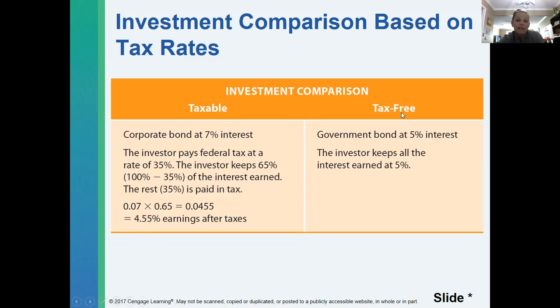Whereas a government bond is tax-free. So if you bought a government bond at 5% interest, you keep that 5% interest. So that would be the better investment in this situation. Obviously, you'd have to look at the interest rates and other factors, like the term length of the bond. But there are situations where the lower interest rate is the better option than a higher interest rate because it's tax-free. But again, we'll talk more about those when we get into chapter 11.